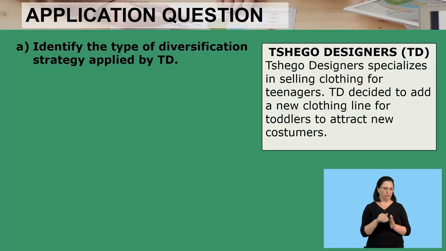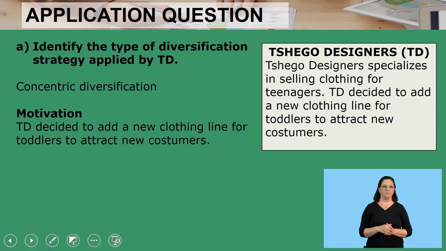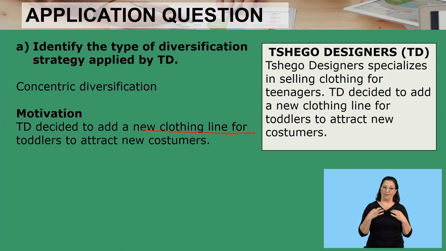Diversification strategy has three types. So here you just have to identify the type that is applied by Tshegoe Designers. I'm sure you've spotted the right answer. The answer is concentric diversification. How do we know that it's concentric diversification? Because they're saying TD has decided to add a new clothing line for toddlers to attract new customers.